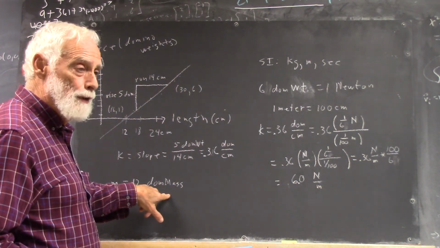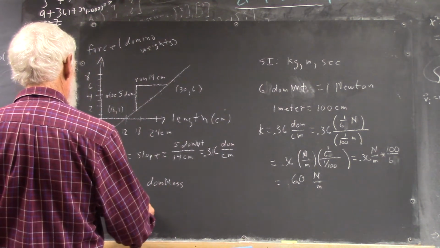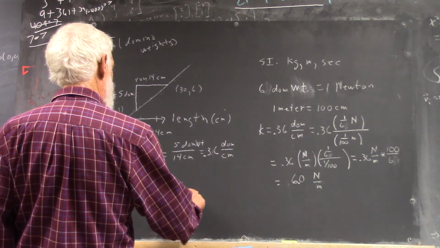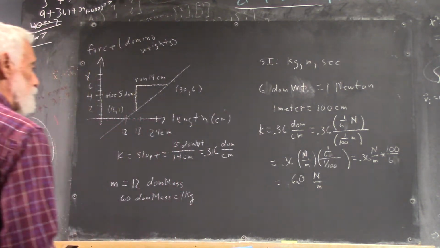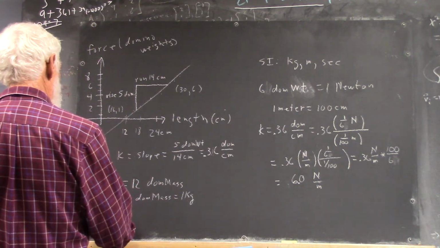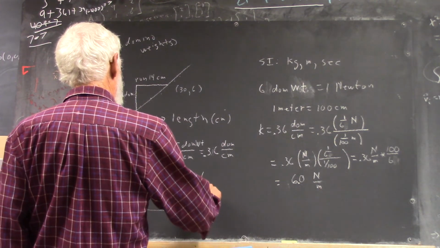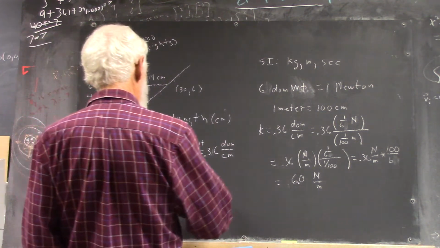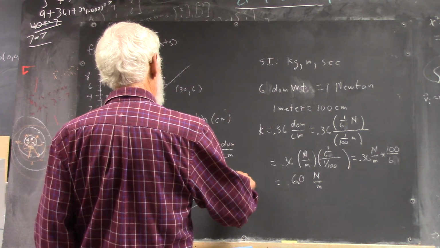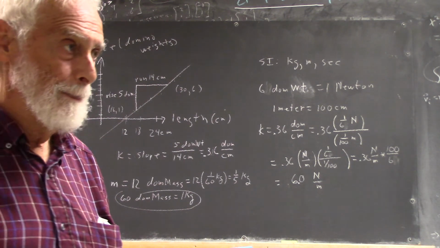Now, back to domino mass, the conversion is what I said. So, 60 domino masses is 1 kilogram. If we use that, we see that this is 12 times 1/60th of a kilogram, or 1/5 of a kilogram.